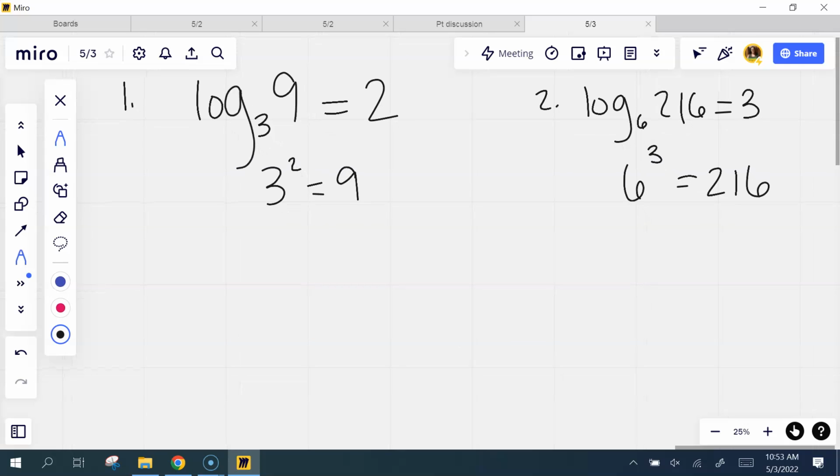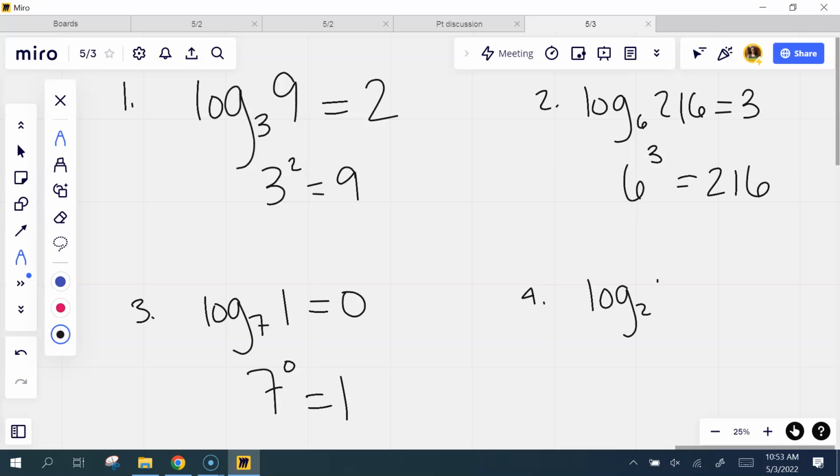Okay, wait a minute. Hold up. The next one doesn't make any sense. Log base 7 of 1 equals 0. 7 to the 0. Is that true or false? True. Anything to the 0 power is 1. How about 4? Log base 2 of 16 equals 4. 2 to the 4th equals 16.